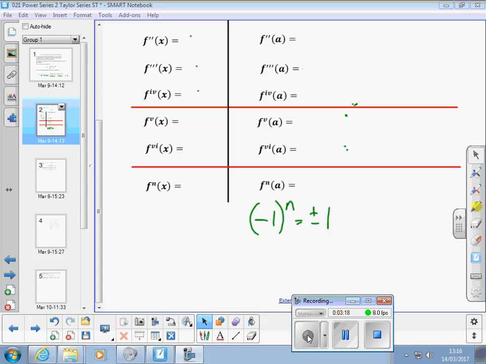Just an aside, to do this last bit, this general bit here, you're going to need that minus 1 to the n, which is plus or minus 1. You can use that as a sign changer for the general solution.